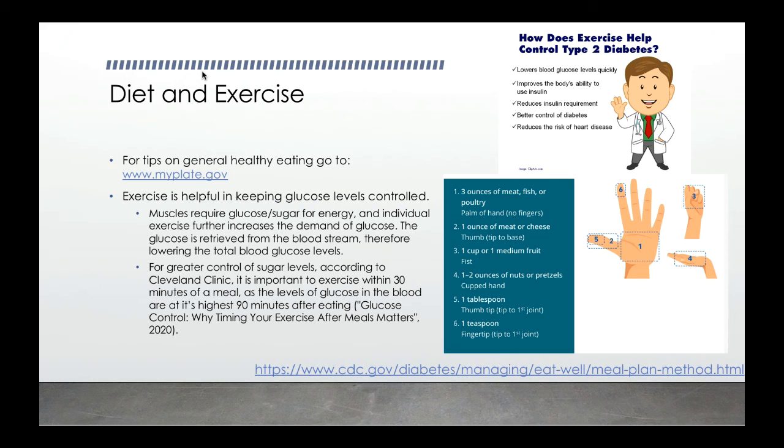And exercise is really, really helpful. The muscles need glucose, and they grab the glucose from the bloodstream. So if you do some exercising, at least 30 minutes after you eat is really when you should be exercising. Exercising at all would be great, but within that time frame is great, because within 90 minutes of eating is when you have the highest glucose levels. So you get to shave off a little bit of that glucose by using it by exercising. You can also go to cdc.gov, diabetes, managing, eat well, link at the bottom.